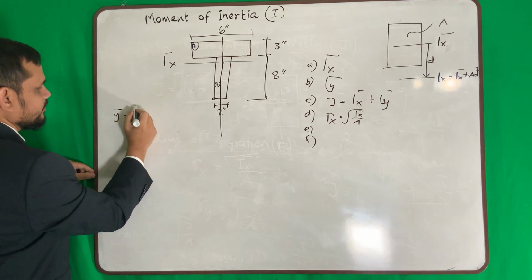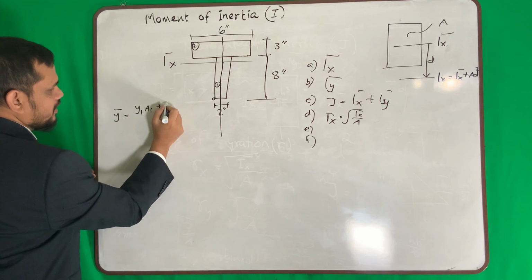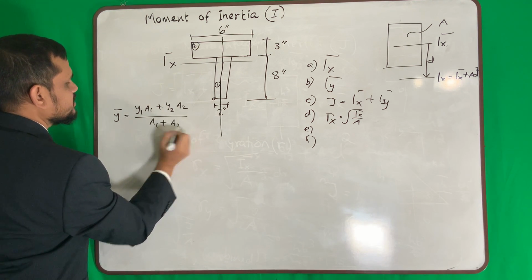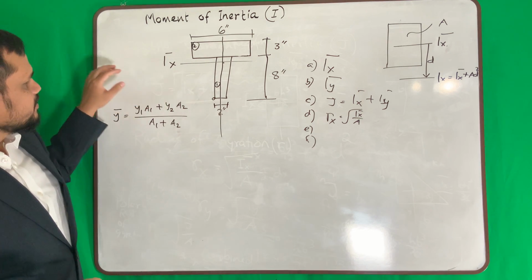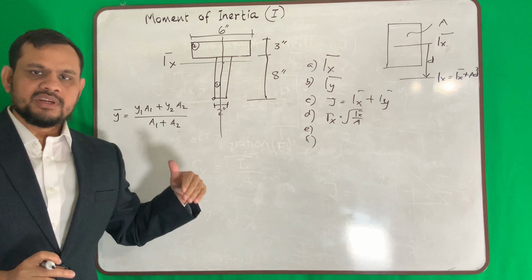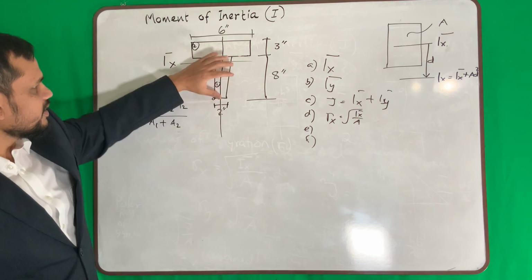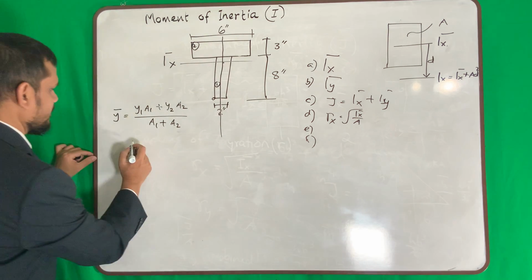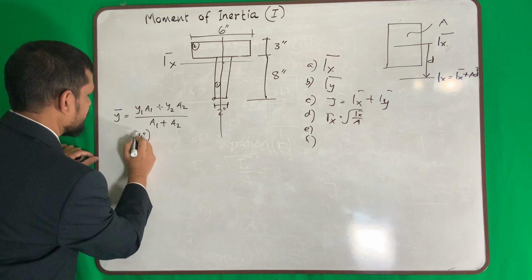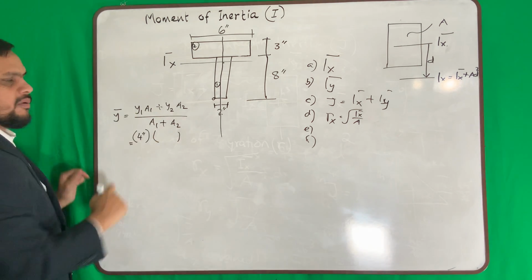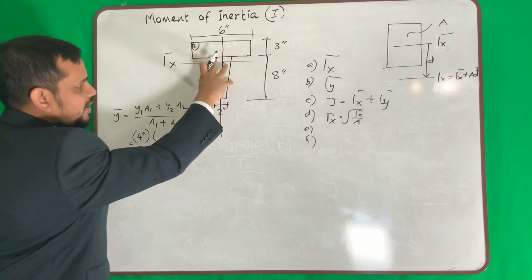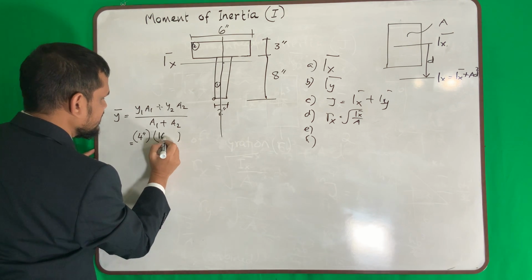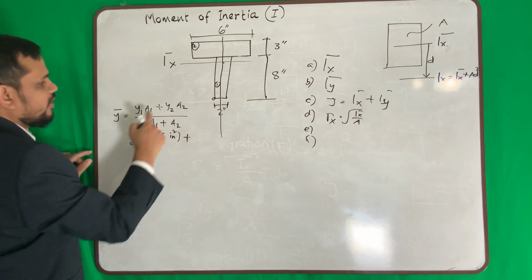So y bar is y1 a1 plus y2 a2 over a1 plus a2. What is my y1? The y component of the centroid for part 1. Part 1 is this portion, a rectangle. So y1 is half of 8, which is 4. What is my area 1? That is the area of part 1: 2 times 8, so it's 16 inch square.